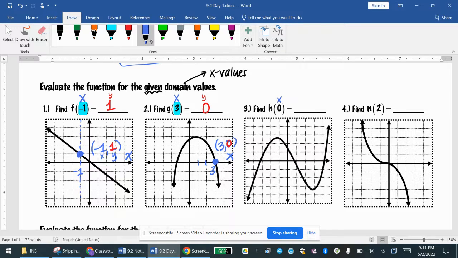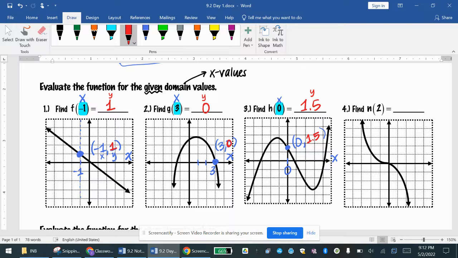Okay, so here they gave me a value of 0. So I'm going to look at the x-axis. Here's 0. And it looks like se ve que está pegando like entre 1 y 2. So we're going to say that ordered pair is 0, comma, el número entre 1 y 2, the number between 1 and 2 is 1.5. So here I'm going to say that the answer is 1.5. That's the y value.